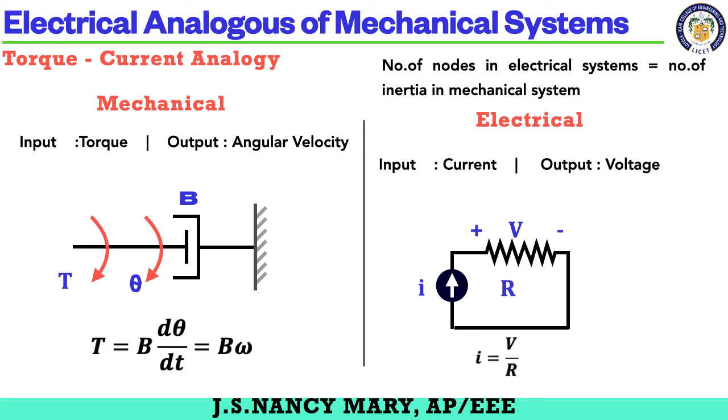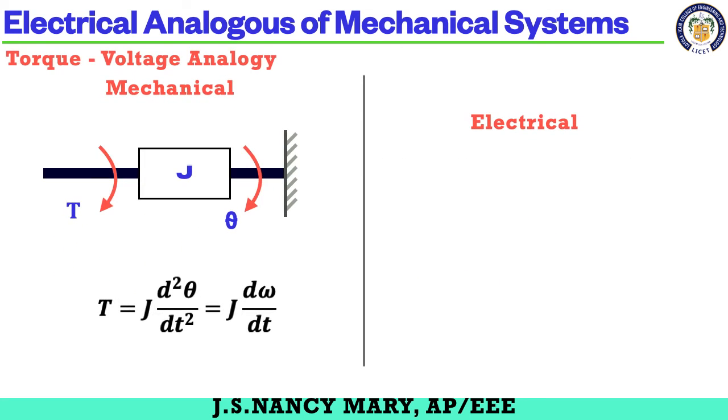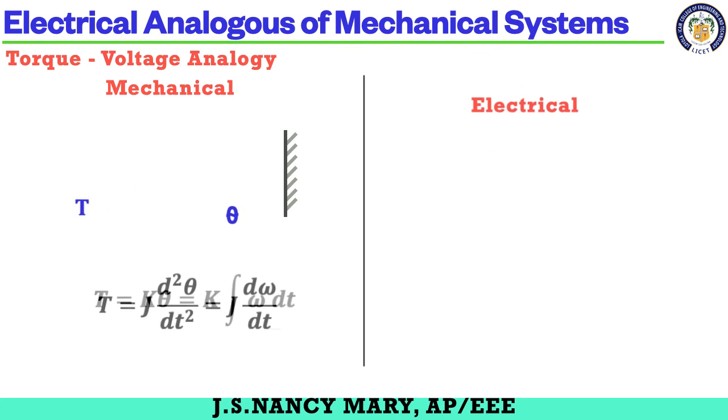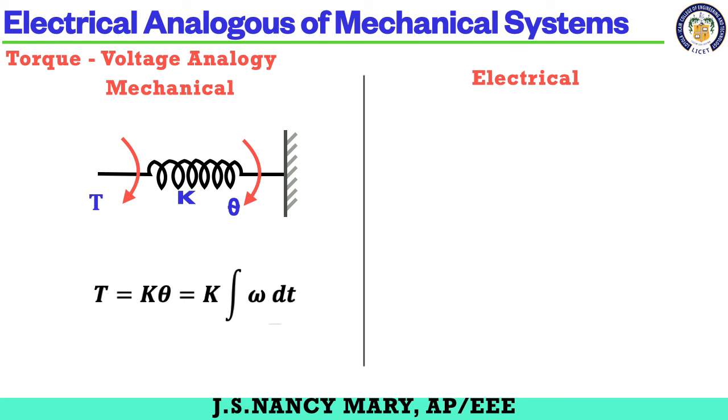Then here comes your inertia. Here you replace with the capacitance because T is replaced with I and d omega by dt is replaced with dV by dt. So I am going to replace with the capacitance. Then comes your K. T is equal to K into integral of omega dt. Here T is again replaced with the current, omega dt with V dt. So K is replaced with 1 by L.